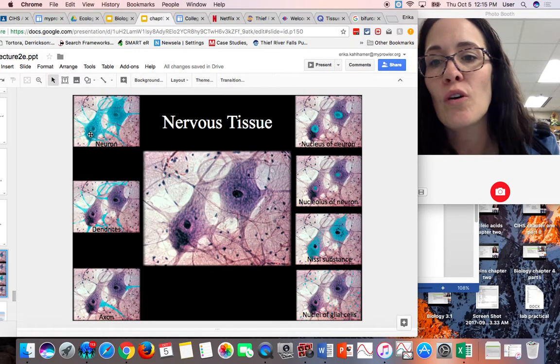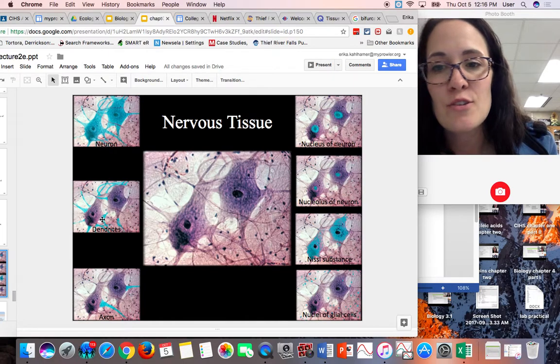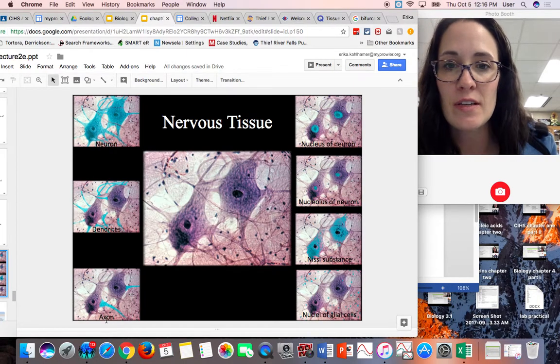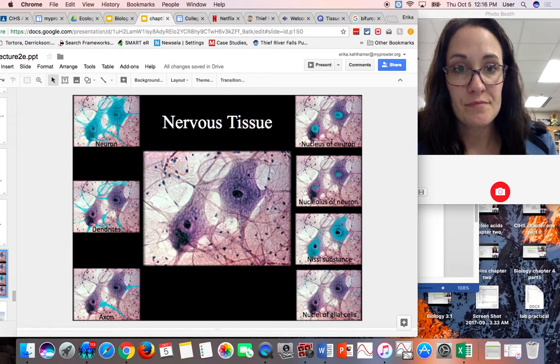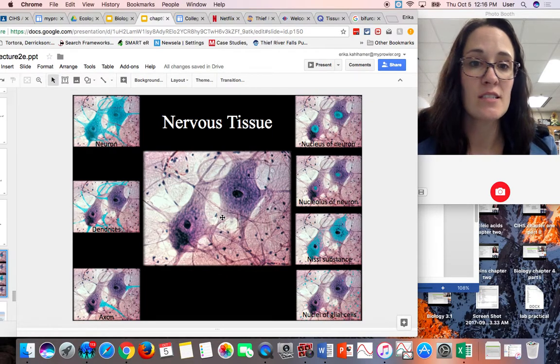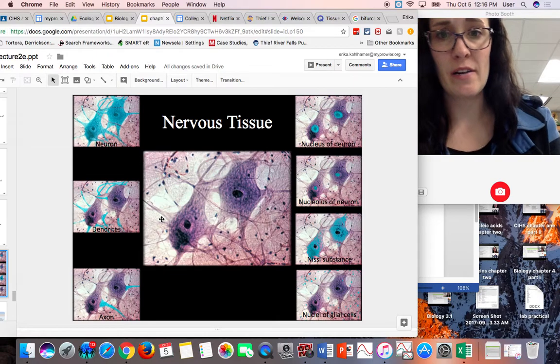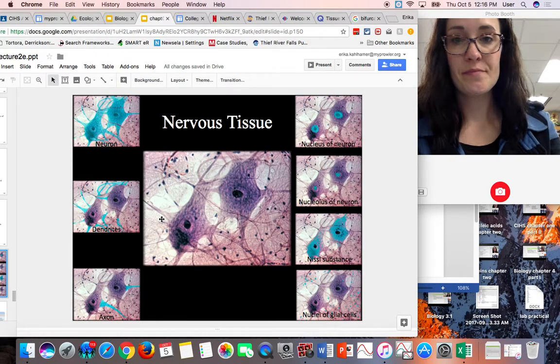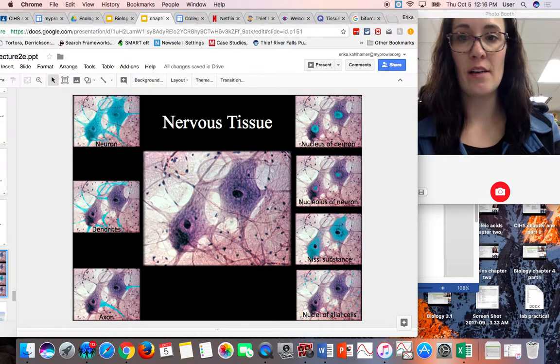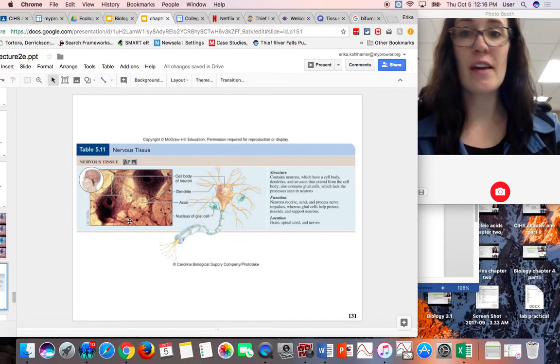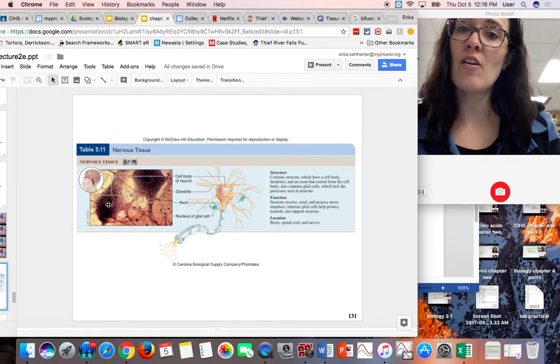And here's what they look like underneath the microscope. Blue here shows the whole neuron together. This shows specifically the dendrites, specifically the axon. The nucleus stains a nice dark purple. Then everything else underneath the microscope here is supporting material, neuroglia, or glia.